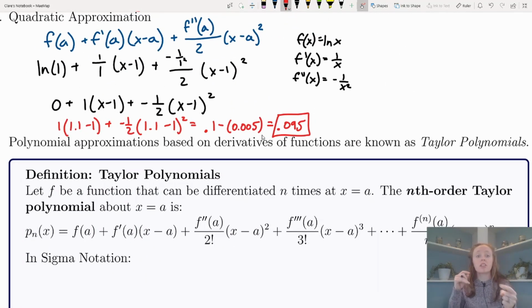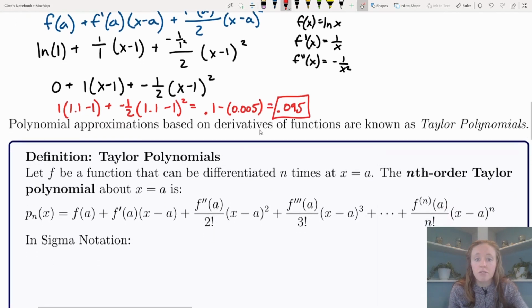So we did a polynomial approximation of a degree of 1. We've done a polynomial approximation of a degree of 2, but we can continue this on and do more polynomial approximations to different degrees. And polynomial approximations based on derivatives of functions are known as Taylor polynomials. Diving into our definition of Taylor polynomials, it says let f be a function that can be differentiated n times at x equals a. The nth order Taylor polynomial about x equals a is in the form of this.